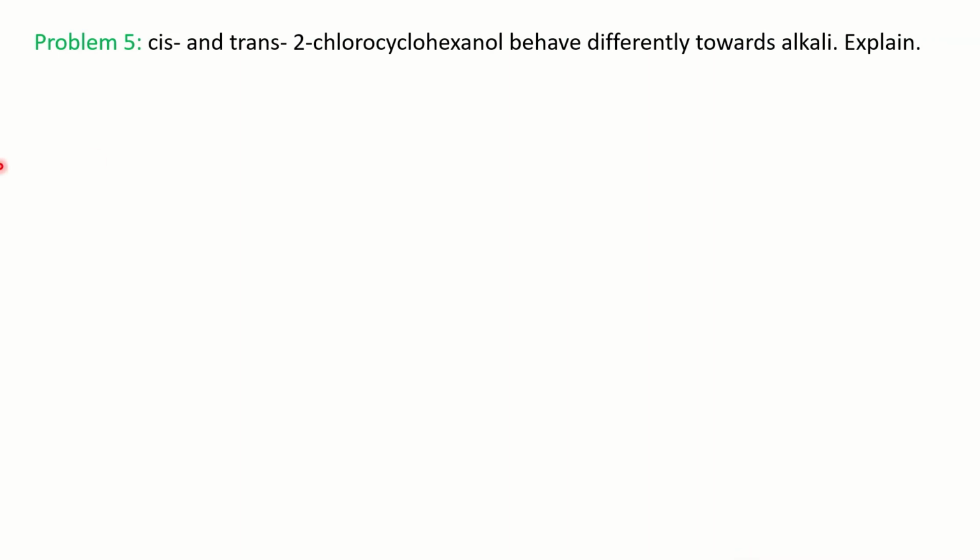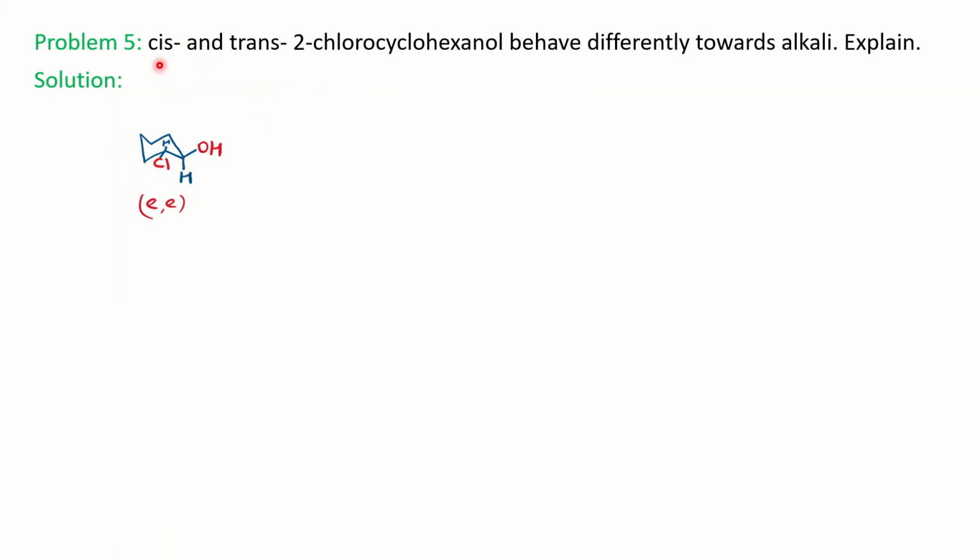And this is going to be the last problem for NGP. Cis and trans 2-chlorocyclohexanol behave differently towards alkali. Explain. So we will see how they behave. First of all, you should know how to draw that. 2-chlorocyclohexanol, chair form: you have a 6-membered ring in the chair form where you have the OH group, and at the 2 position you have Cl, right?